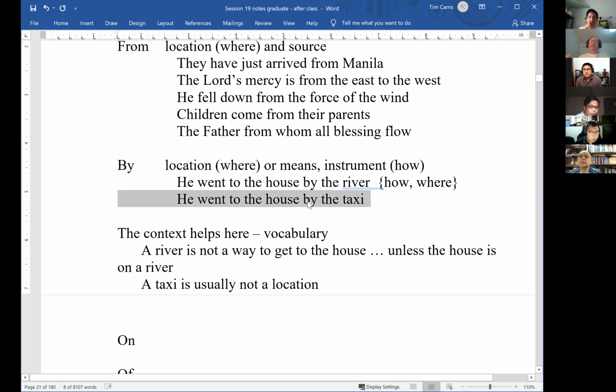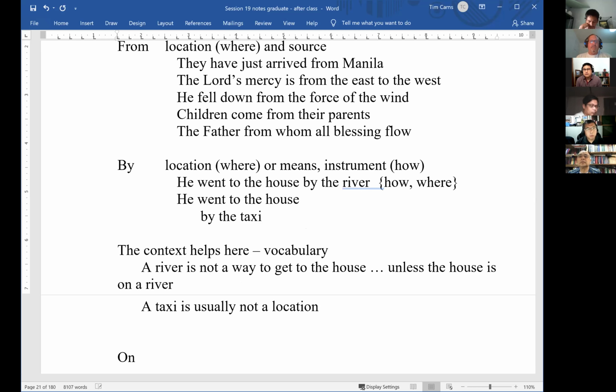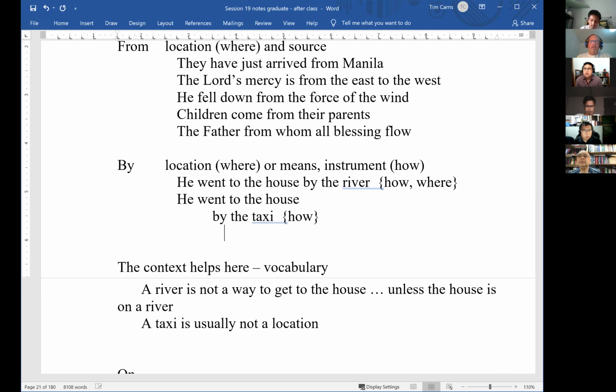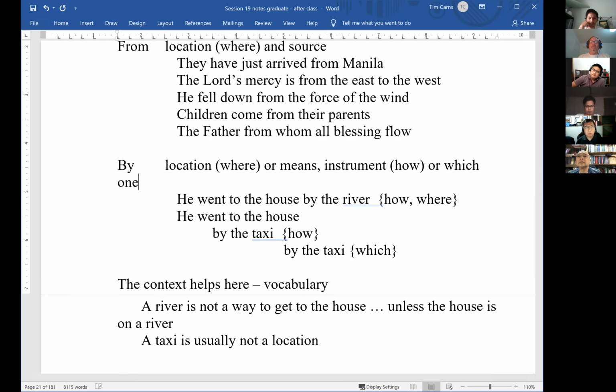Again, we ask, well, why does this matter? Well, it matters because in the diagram, if it is how, it's going to look like that. But if it's a where, in this case it would be describing the house, and it would be telling us which house. Sorry, by the taxi. So that's actually a third category.